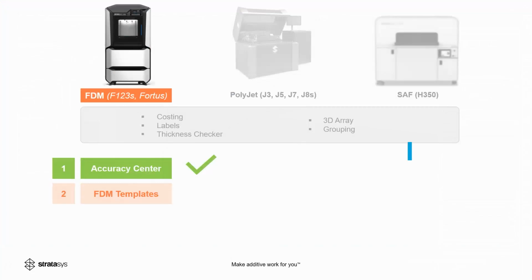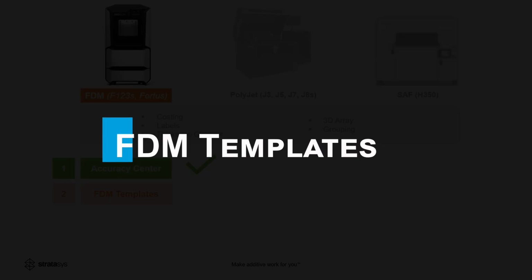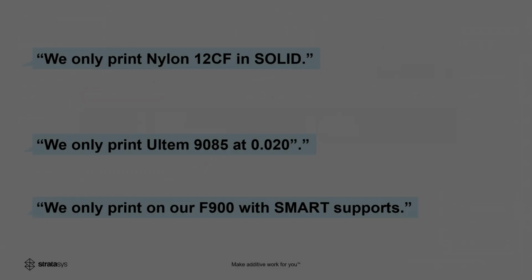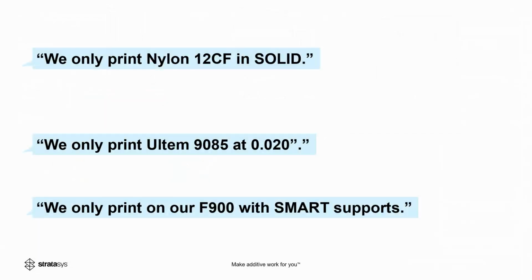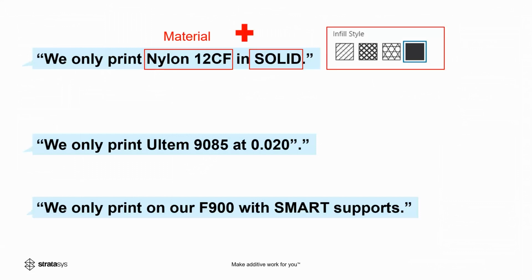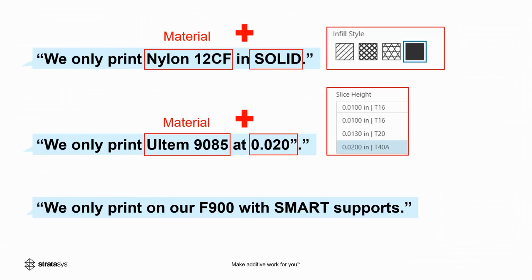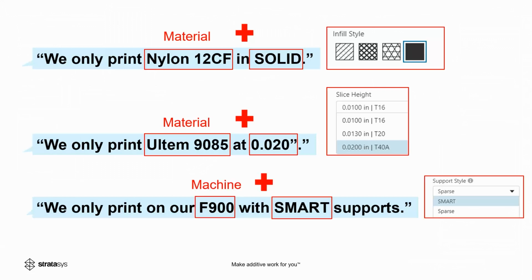Now let's move to the second feature that's FDM specific, which is FDM Templates. Let's say you run a 3D printing shop and you have certain rules you want all your operators to follow. What are these rules really? Well, it's a combination of a material plus some sort of infill setting. Or it's a combination of a material plus some sort of slice height setting. Or a printer, a machine, plus some sort of support setting.